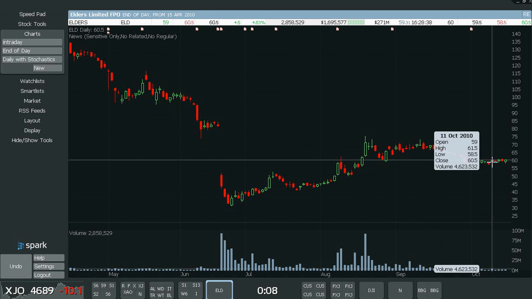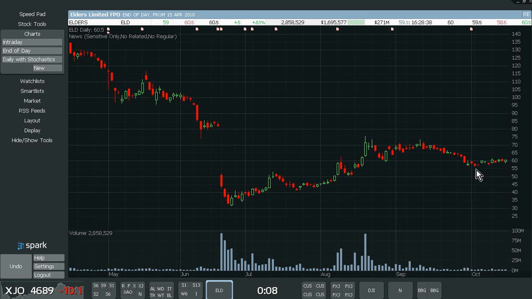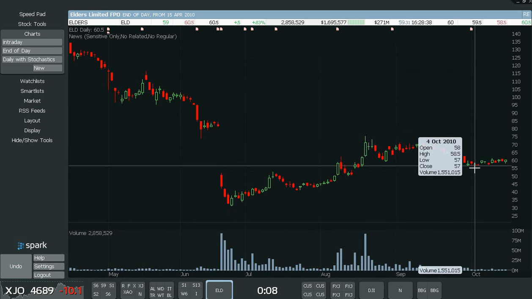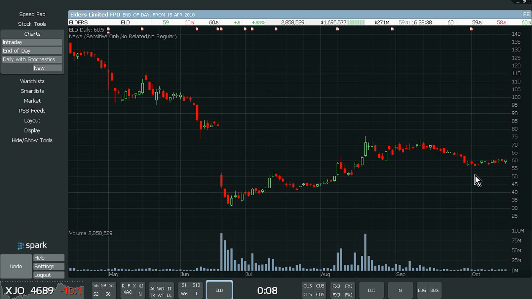So 61.5 is recent resistance. This is quite a tight one, so we could look at our stop at a break out the bottom. At the moment it's 57, so we might want to give it to 56 just in case there's a false break. You could give it a little longer.